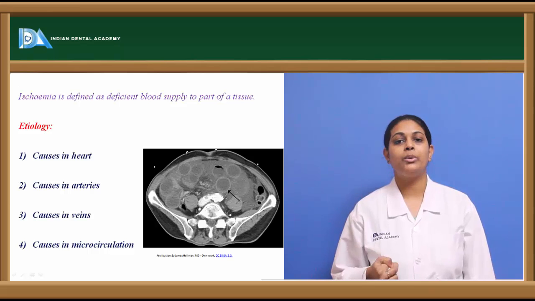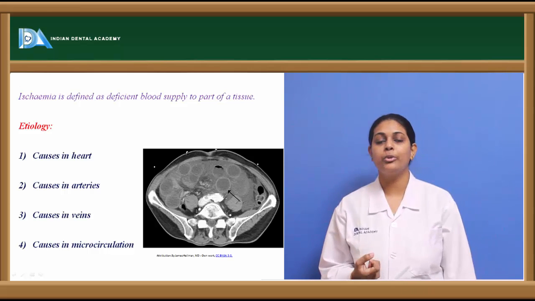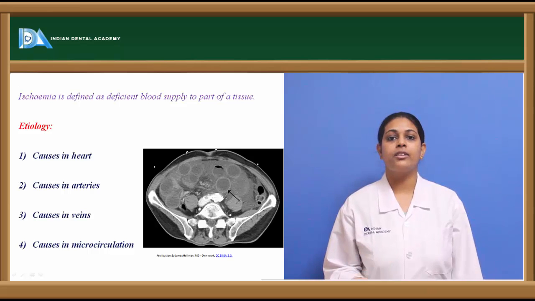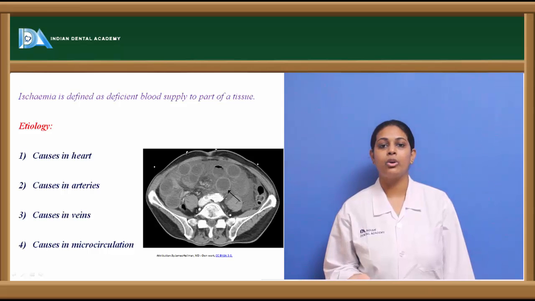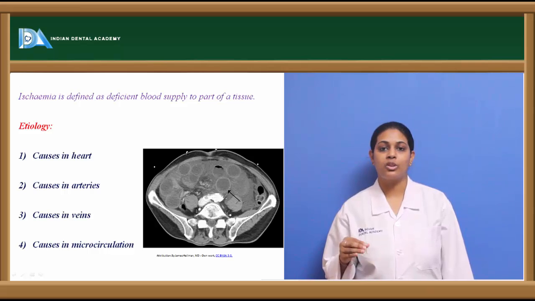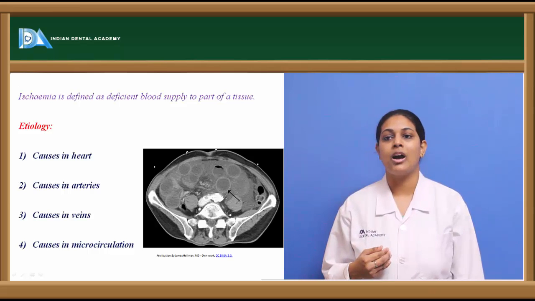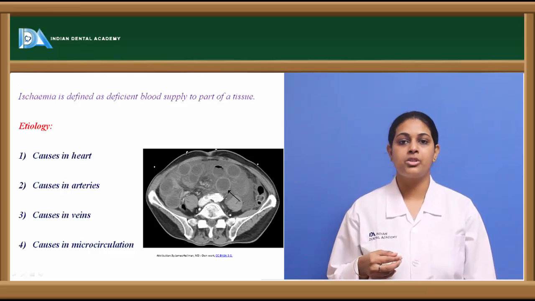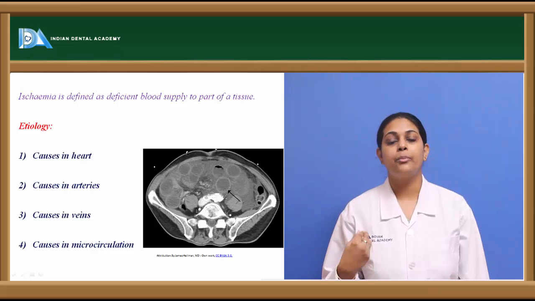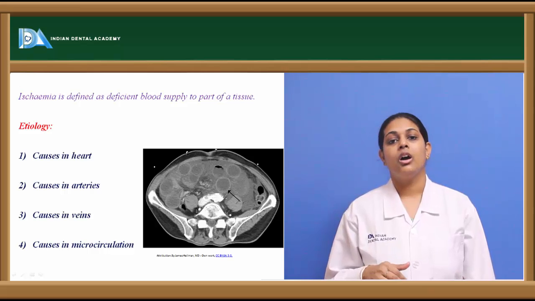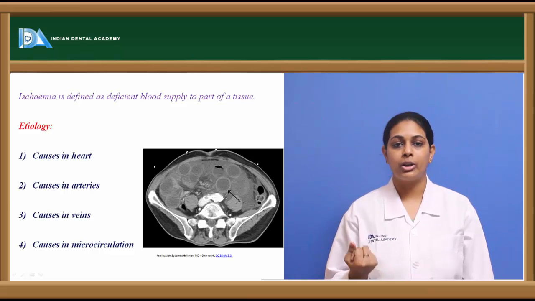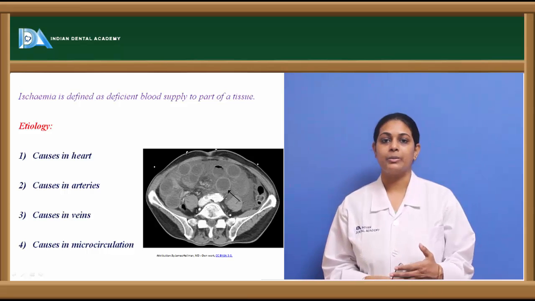Within the lumen of the artery, when there is any thrombus or embolus formation, it might result in ischemia. Or within the wall of the artery, conditions such as arteriosclerosis or arteritis can also result in ischemia. When there is pressure on the entire artery, probably because of a tourniquet application or a bandage in certain conditions, it might also result in ischemia.